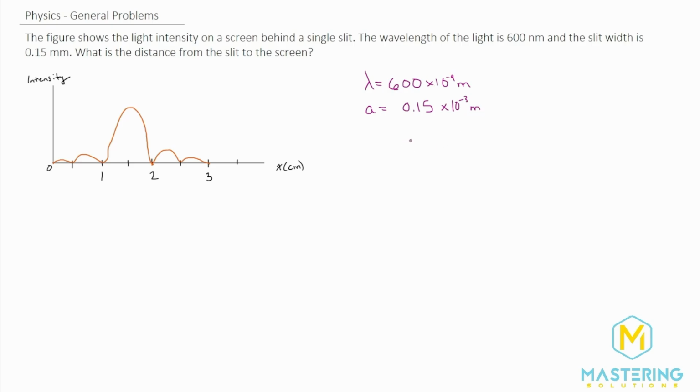We need to figure out the distance from the slit to the screen. So that's going to be L. That's what we're trying to solve for. We also need to figure out what is Y in this case. Y is going to be the distance from the central max out to the first minima. Because remember, for the single slit problems, we're dealing with minima, which is P.